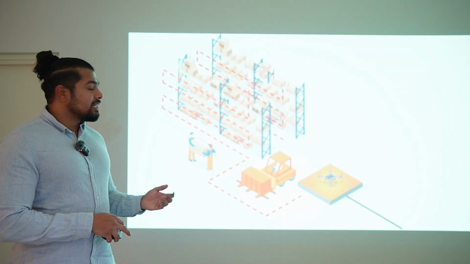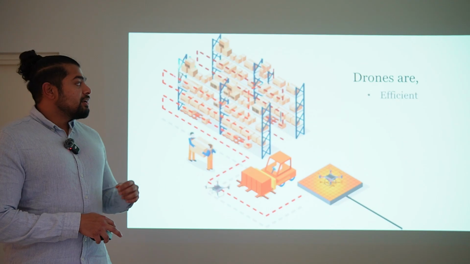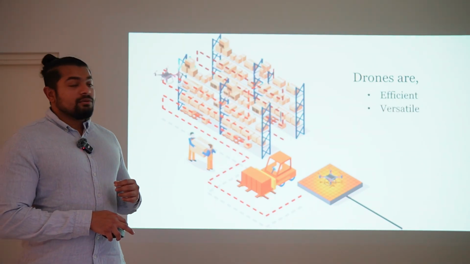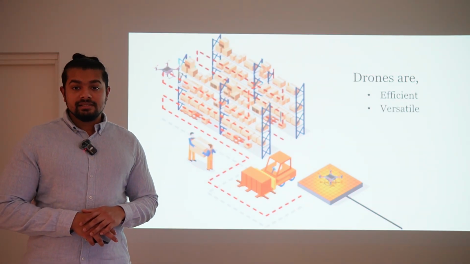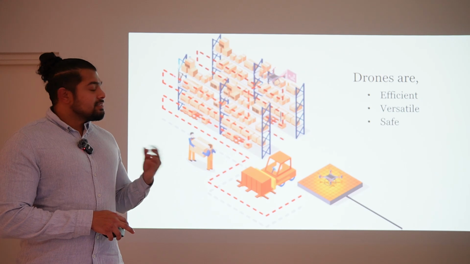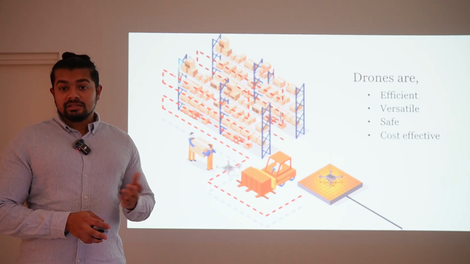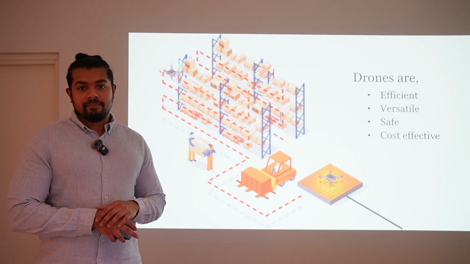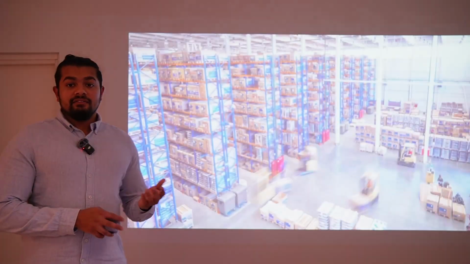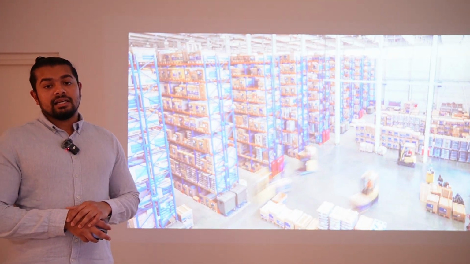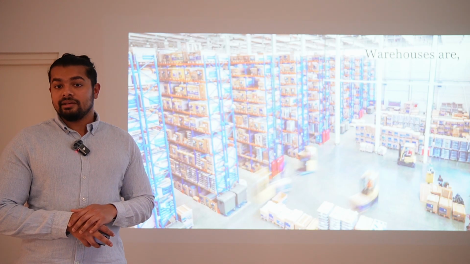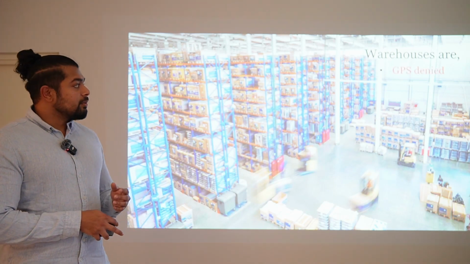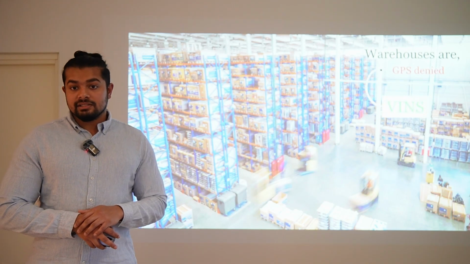Imagine a drone working in a warehouse. Drones are efficient, versatile in reaching all the space, safe to operate, and cost effective because of the minimum infrastructure requirements. However, a warehouse is a GPS denied indoor environment. Drones require visual inertial navigation systems to operate.